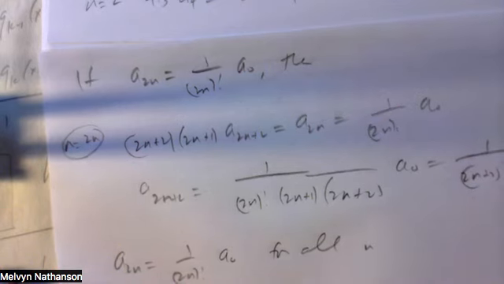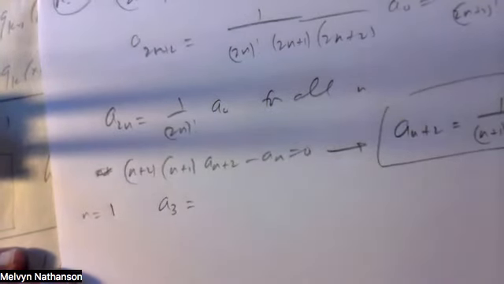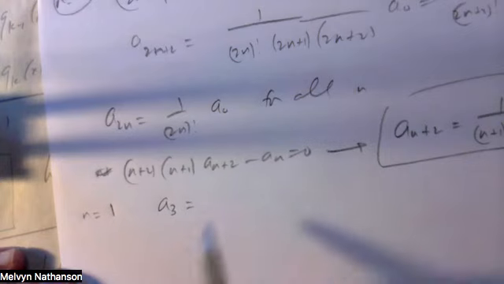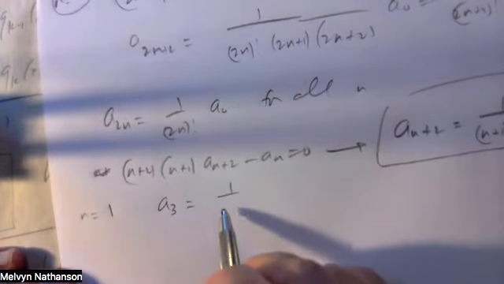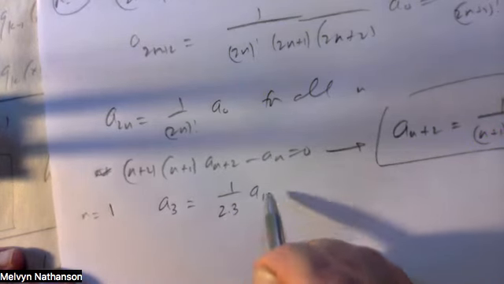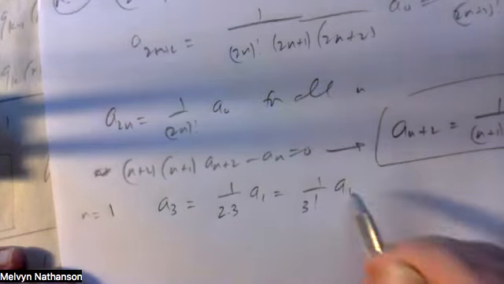So again, we have the recursion n plus 2, n plus 1, a sub n plus 2 minus a sub n equals 0, which is the same as saying that a sub n plus 2 is 1 over n plus 1, n plus 2, a sub n, and that's true for all n. So for example, if you let n equal to 1, you get a3 is equal to 1 over 2 times 3 a1, which is 1 over 3 factorial a1.